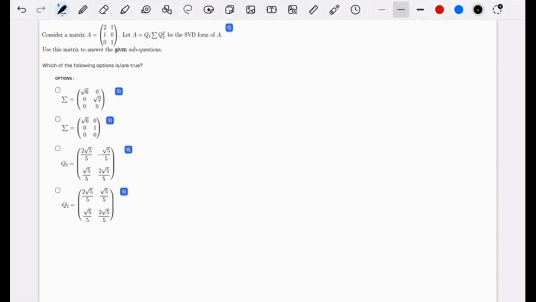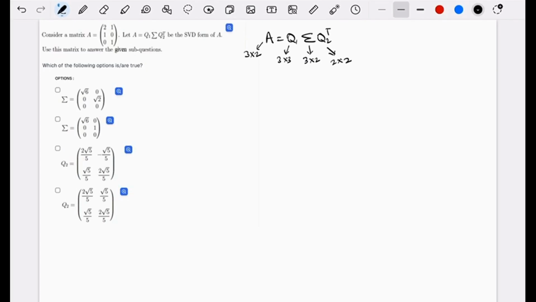Okay, so in this question we have that A can be written as Q1 times sigma times Q2 transpose, right? So what is Q1? A is of size 3 cross 2, right? Q1 will be of size 3 cross 3, sigma will be of size 3 cross 2, and Q2 transpose will be of size 2 cross 2, because Q2 is also of size 2 cross 2, right?